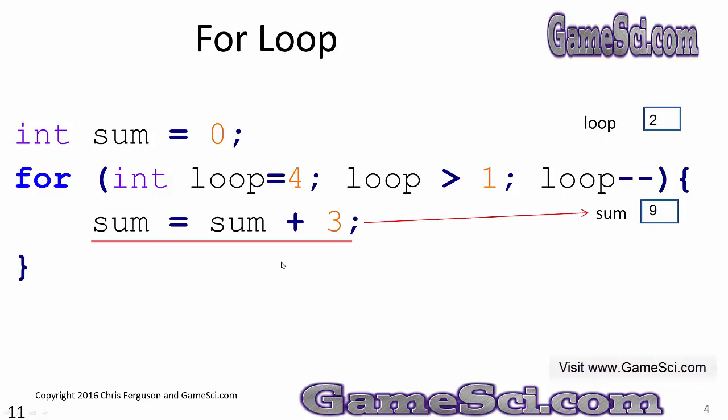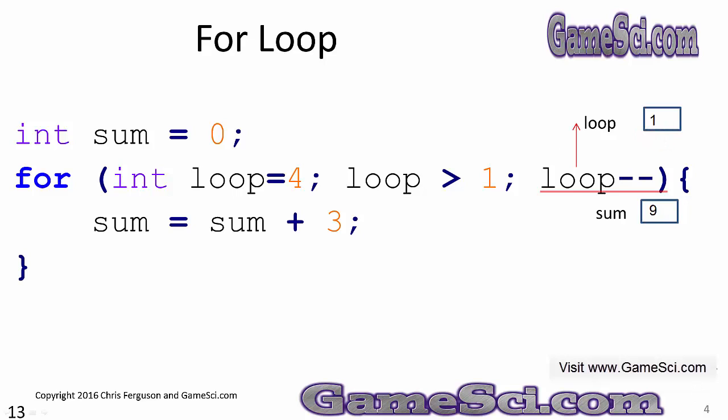Entering the loop, executing sum equals sum plus 3. Sum changes to the value 9. Got it? 9. Hit the end of the loop, we spin back up. When we spin back up, what happens first? We change the iteration variable. Our loop minus minus goes from 2 to 1. We subtract 1 from the variable 2 and we get a value of 1.